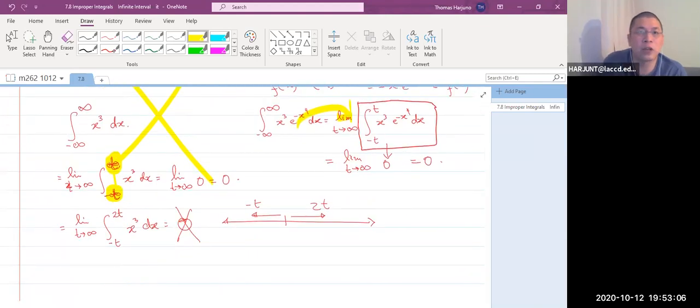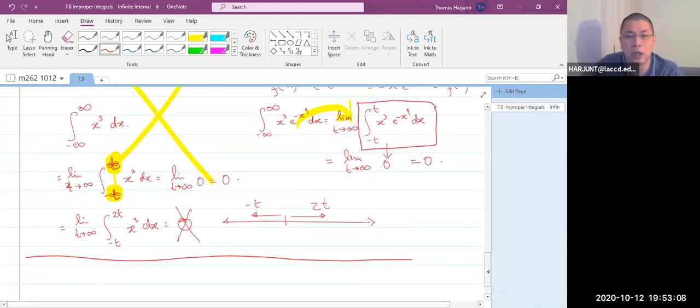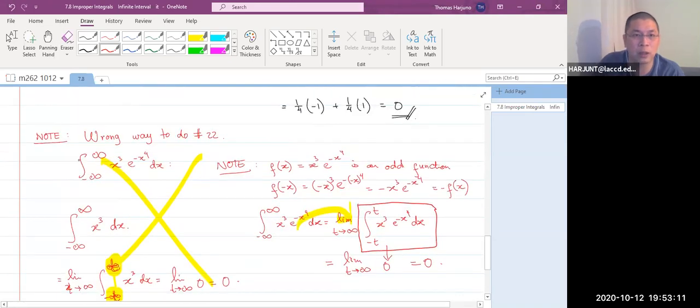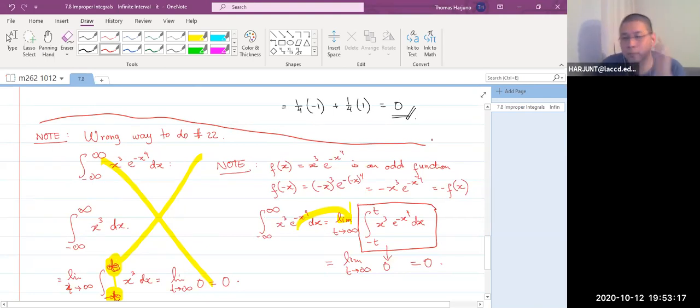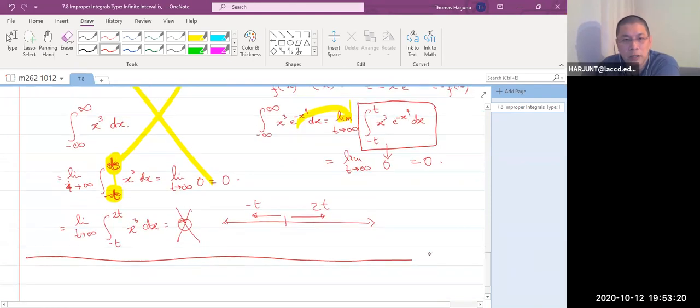This is my scratch work here, just to give you an illustration that you have to cut somewhere in between. You cannot use symmetry because your choice of symmetry may not be the correct choice of symmetry. I hope you can see this as a good illustration. This will go to positive infinity if you do it this way. On the other hand, if I say limit t goes to infinity of the integral from negative 2t to t of x cubed dx, this is negative infinity.